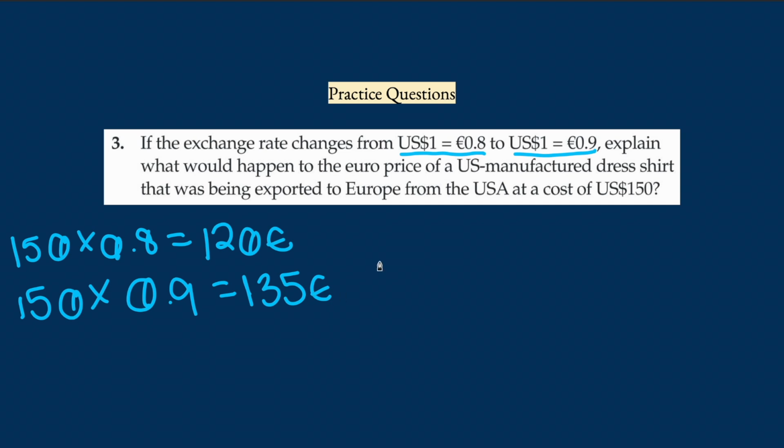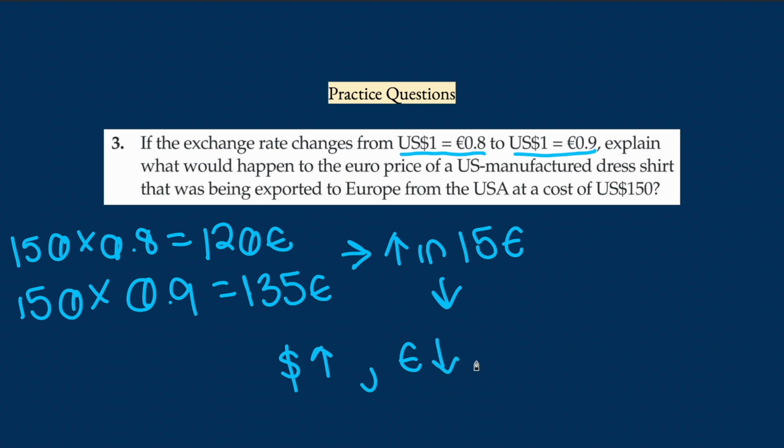Obviously between these 2 exchange rates, we can see there has been an increase of 15 euros, as now it costs Europeans 15 more euros to buy the same shirt. And using the terminology we've already studied, because the US dollar is now worth more euros than it was before, the US dollar has increased or appreciated in value. So the US dollar has appreciated, whereby the euro, obviously if the dollar appreciates, has to have depreciated in value overall.